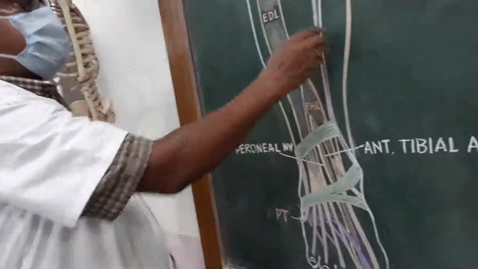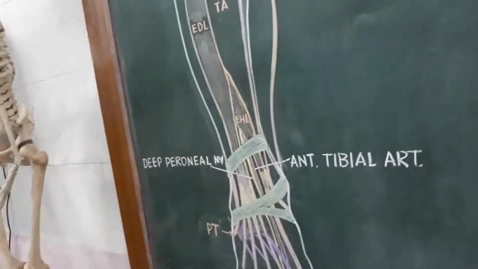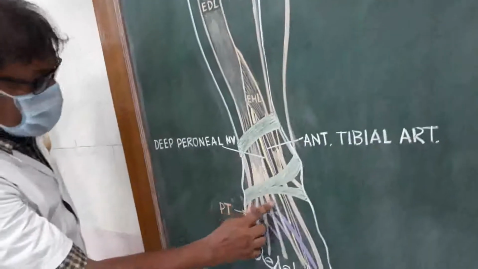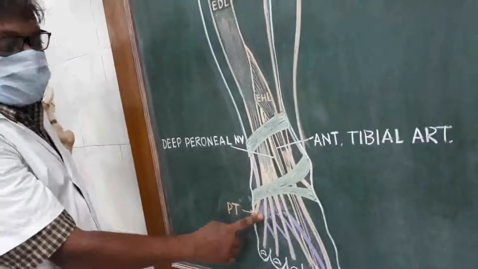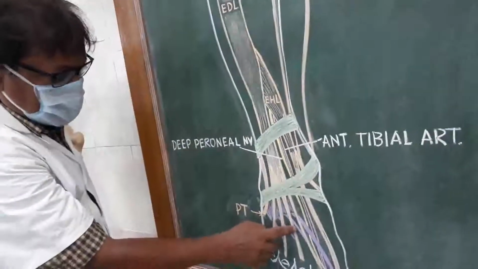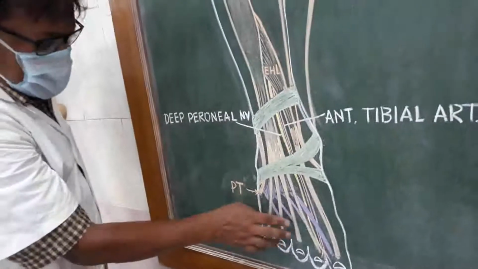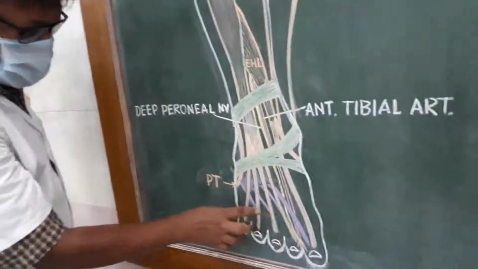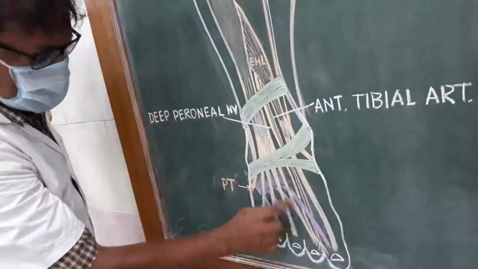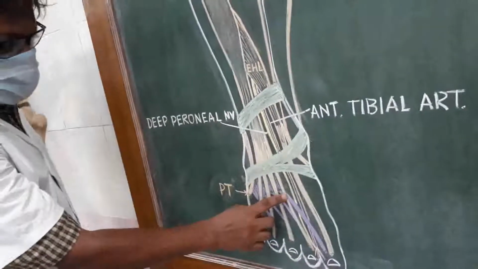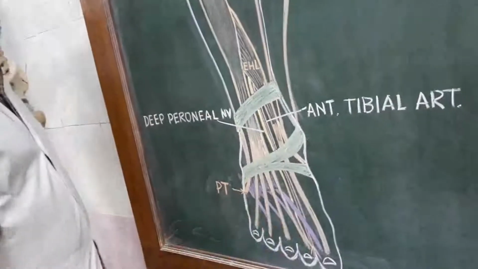Now come to the lateral compartment. There is a muscle, the extensor digitorum brevis, the intrinsic muscle of the dorsum of the foot. It gives four slips for insertion in the medial four toes, and the medialmost slip is known as the extensor hallucis brevis.